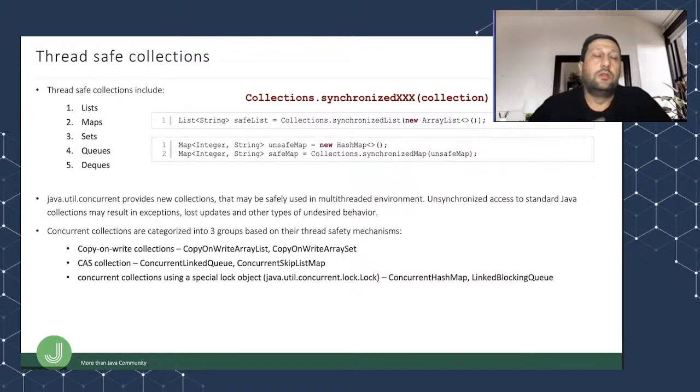And also in the java.util.concurrent package, we have newly added collections, very well optimized for concurrency environments. They are very fast, and they are very easy to use. These newly added concurrent collections are categorized into 3 groups based on their thread safety mechanisms.